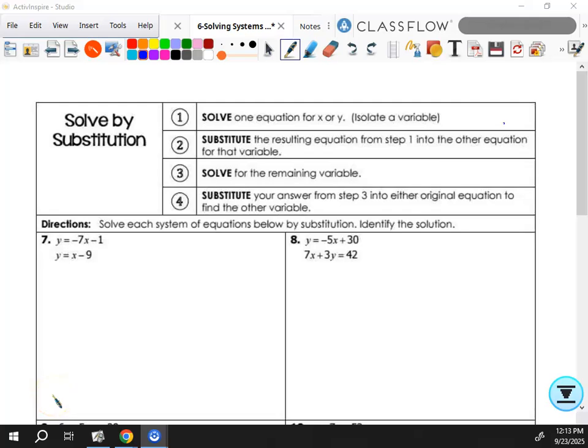Alrighty, so on Friday, we solved by graphing. Today, we're going to solve by substitution. There are your list of steps for substitution. This should be a review, so basically, I'll just talk you through those.